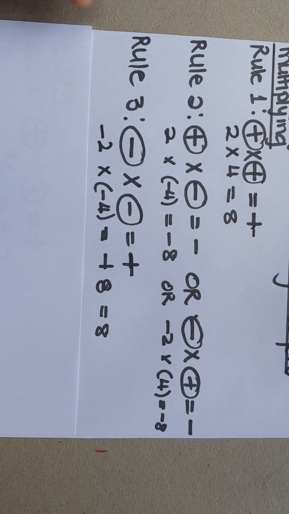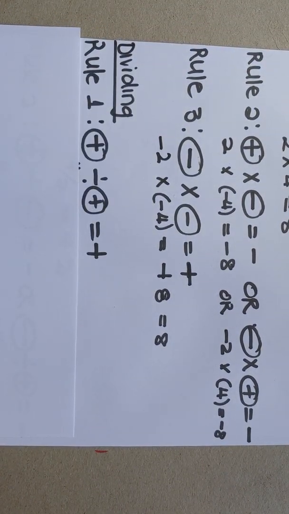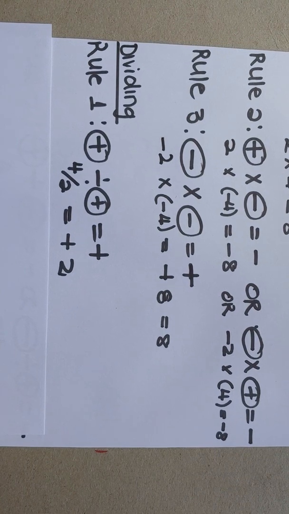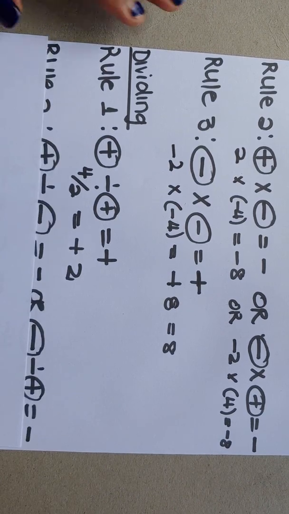to be 8. When we look at the dividing section of our tutorial, is that when you divide a positive and a positive, you get a positive. In an example, that is 4 divided by a positive 2, which gives us a positive 2.